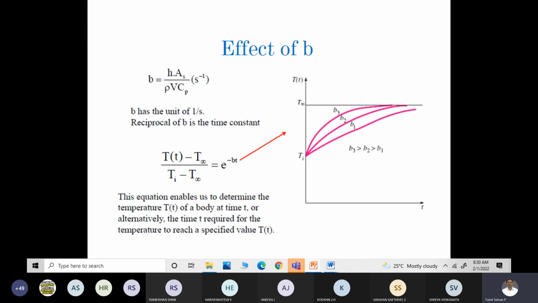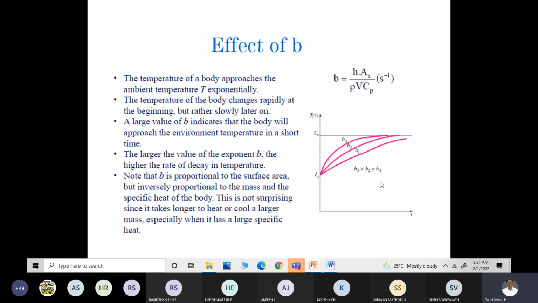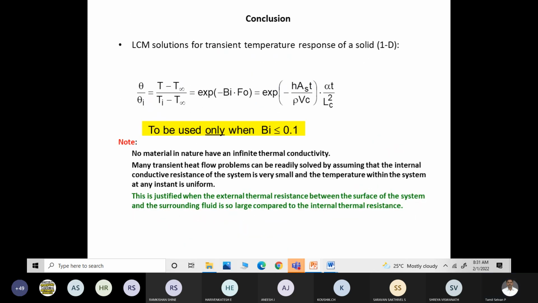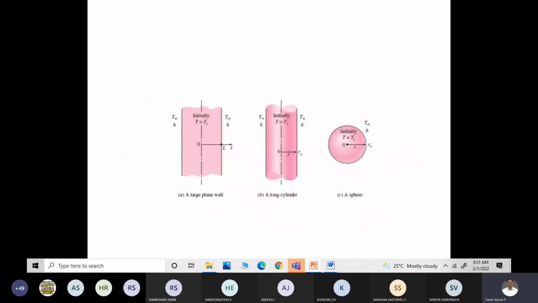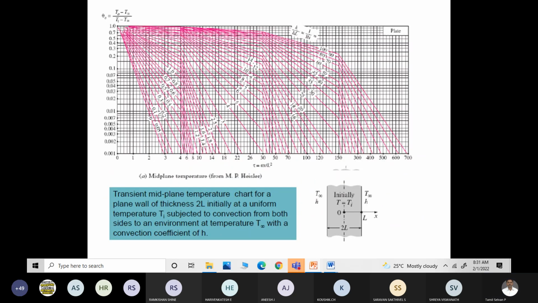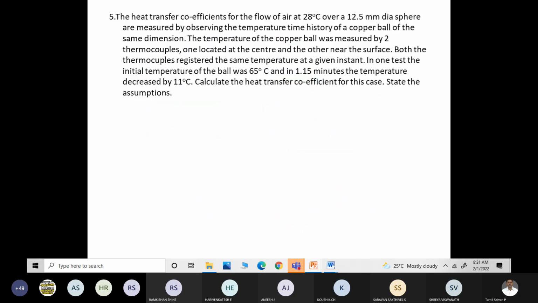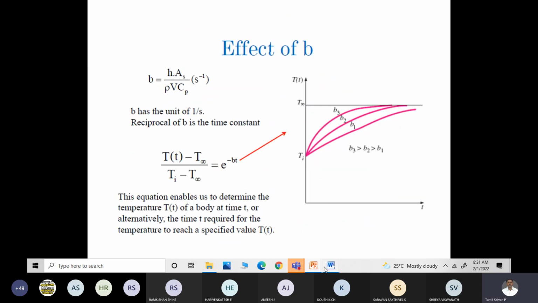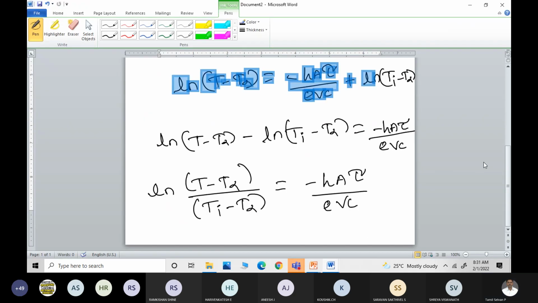Suppose T infinity is lesser and Ti is higher, then the curve will come backwards. Let me show it. I have that also. This is exponential cooling. The exponential cooling curve will be more or less like this.